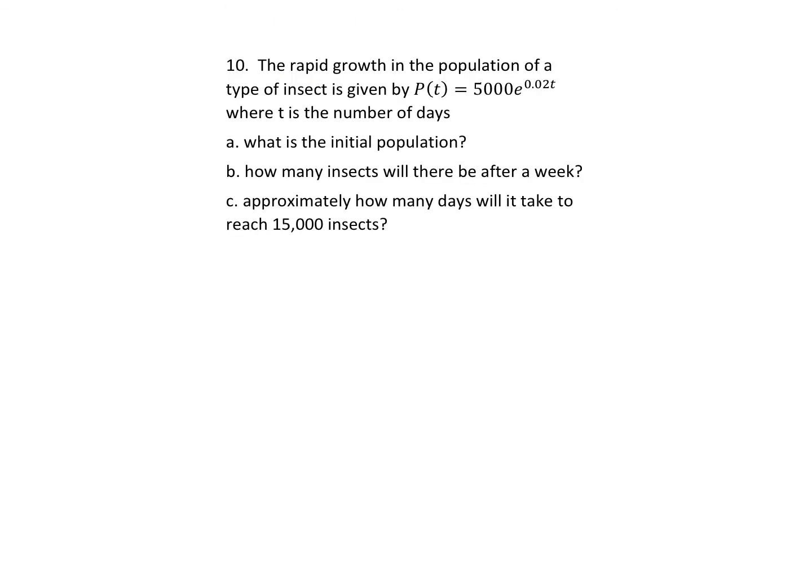Here's an application. We have a model given, an exponential model, where we have 5,000 insects initially. So this is my initial value. The base is e, and then to the power 0.02t, where t is the number of days. The first question is, what is the initial population? So we're just finding the population at 0. We'll just substitute in 0 for t. Any base to the power 0, of course, is going to equal 1. So the initial population is 5,000.